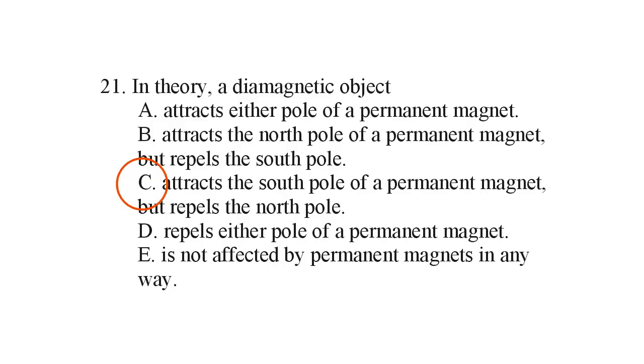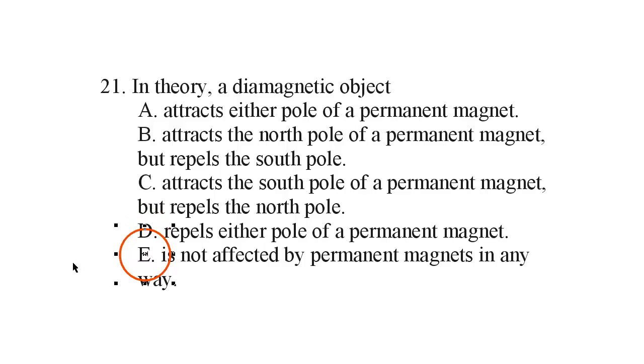C. Attracts the south pole but repels the north pole. Well, again, it would be just the reverse. A magnetic north pole would do that, either an electromagnet or a permanent magnet. D, that's the choice we want again. A diamagnetic object repels either pole of a permanent magnet.